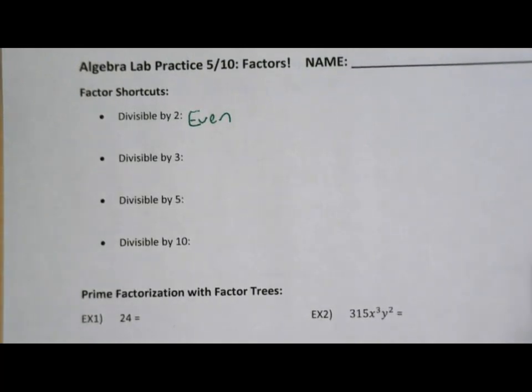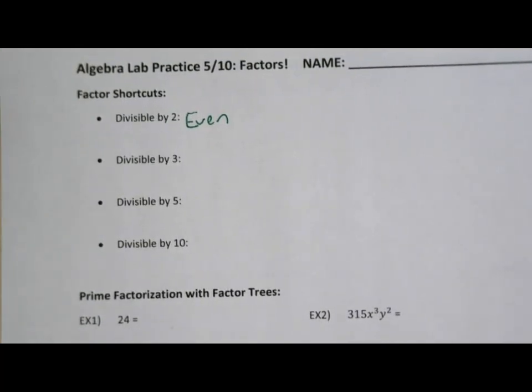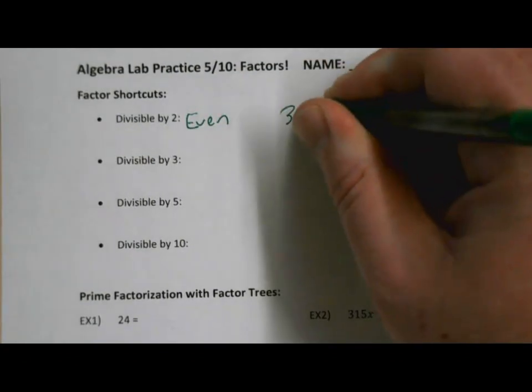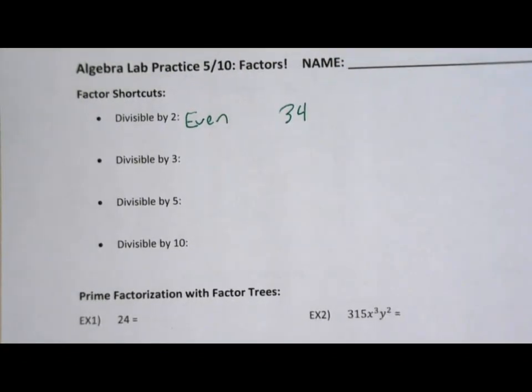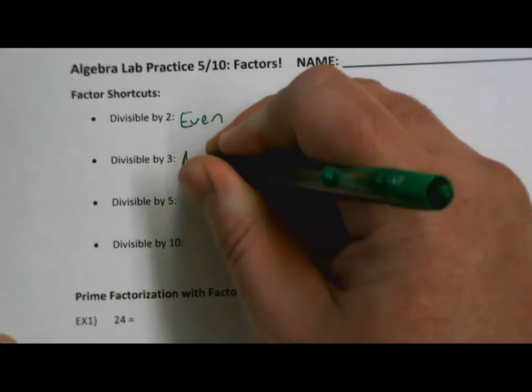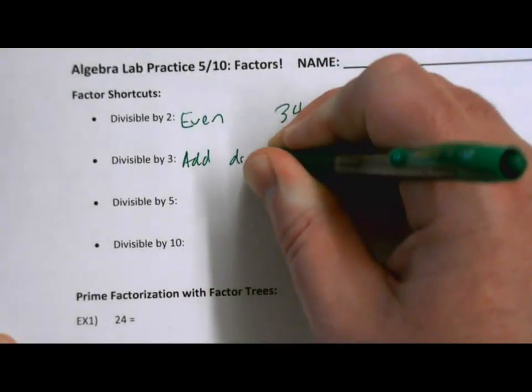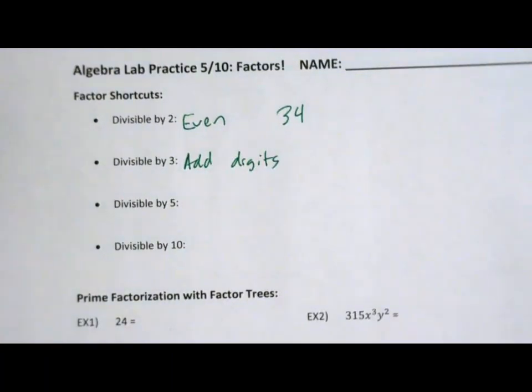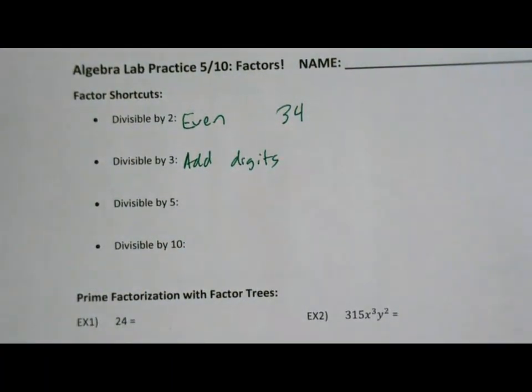Give me an example of a number that's divisible by 2. 34 is divisible by 2 because it's even. All right, do you guys know the trick for telling if a number is divisible by 3? There's a really neat trick for this one. You add the digits, and if the result is divisible by 3, then the whole thing is divisible by 3.